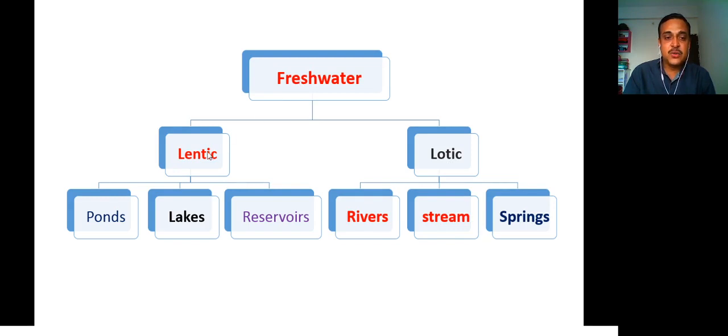These two different types of water bodies, lentic and lotic, are very significant for our environment, and specifically for human beings for their different uses. We get water from ponds, lakes, reservoirs, rivers, streams, and also springs. So this is the freshwater habitat, which is divided into lentic and lotic water bodies.